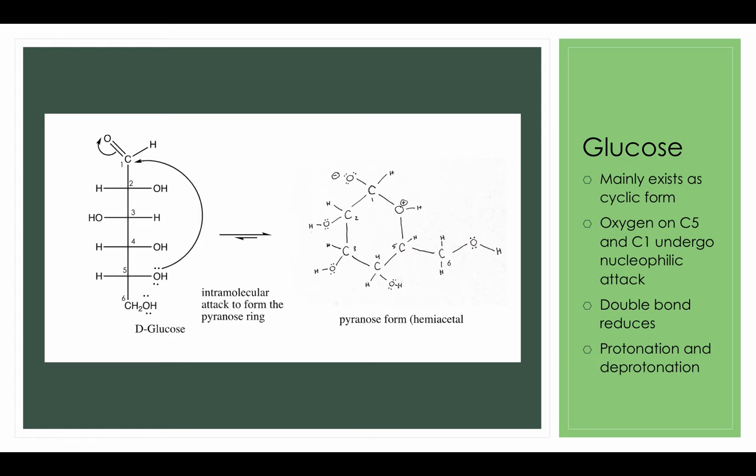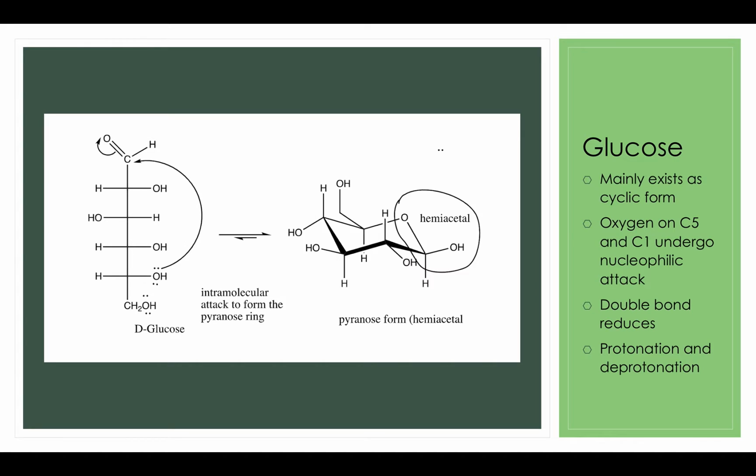The oxygen on carbon 5 has a partial negative charge because it's electronegative. One of the lone pairs on the oxygen on carbon 5 will attack carbon 1 and reduce the double bond of the carbonyl via a nucleophilic attack. The oxygen on carbon 1 then protonates, and the oxygen in the ring deprotonates to form the cyclic form of glucose. So this is what the final cyclic form of glucose looks like after protonation and deprotonation, with the hemiacetal in the ring.